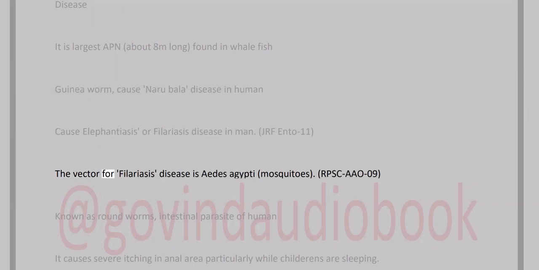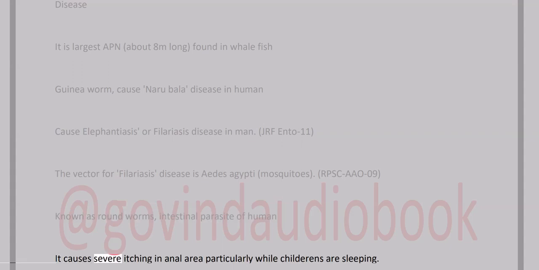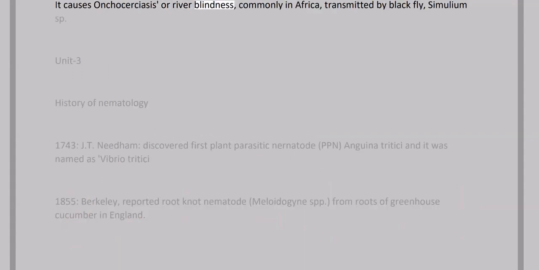The vector for filariasis disease is Aedes aegypti mosquitoes. Ascaris, known as roundworm, is an intestinal parasite of humans. Enterobius causes severe itching in the anal area, particularly while children are sleeping. Onchocerca causes onchocerciasis or river blindness, commonly in Africa, transmitted by the black fly, Simulium sp.